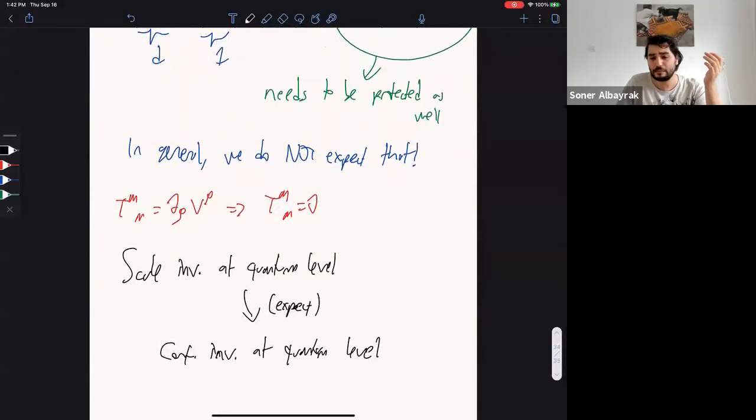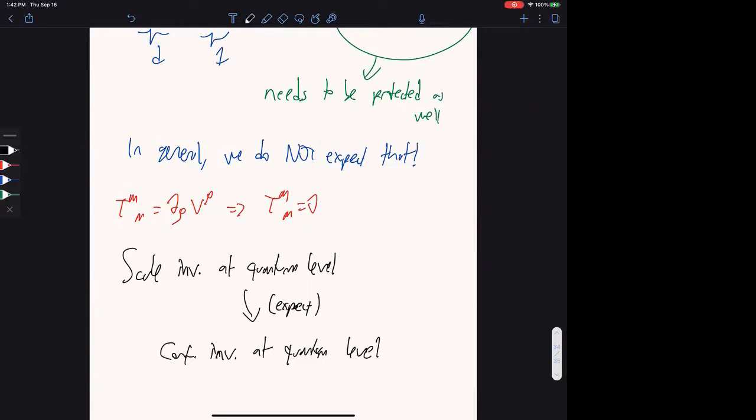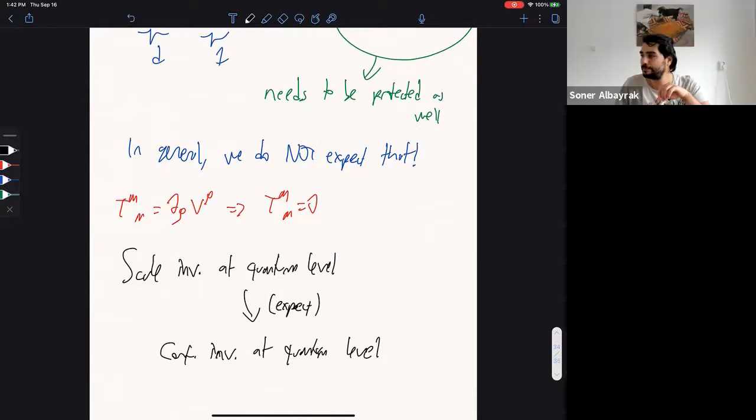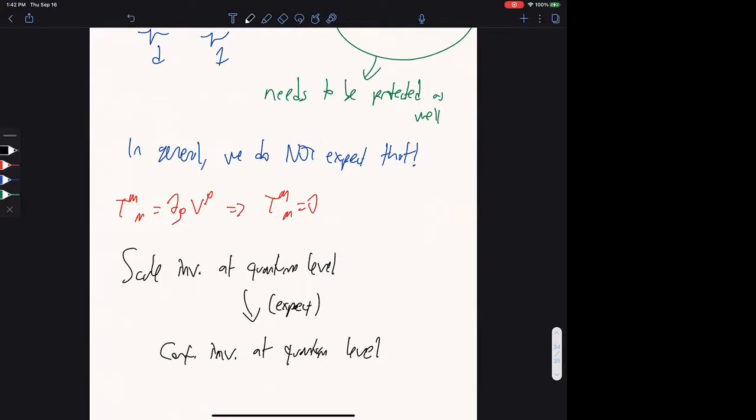This is not true in classical theory, because in classical theory we don't care about anomalous dimensions and stuff like that. But at the quantum level, if we have scale invariance, we do have this expectation. Soner, do you know any exception to this? I know that it's not a theorem, but I haven't seen any, to be honest.